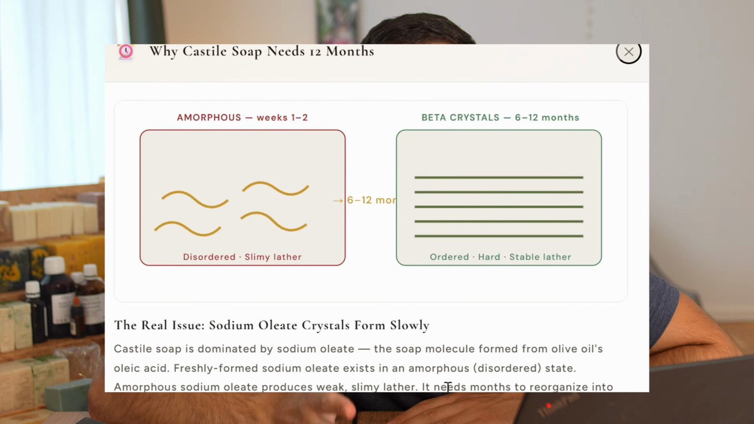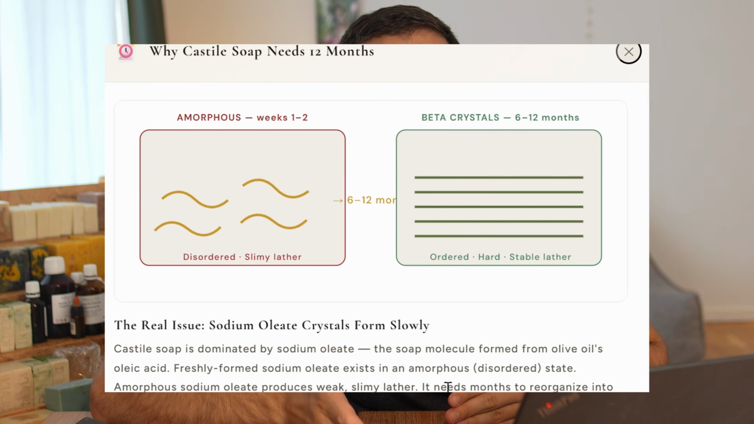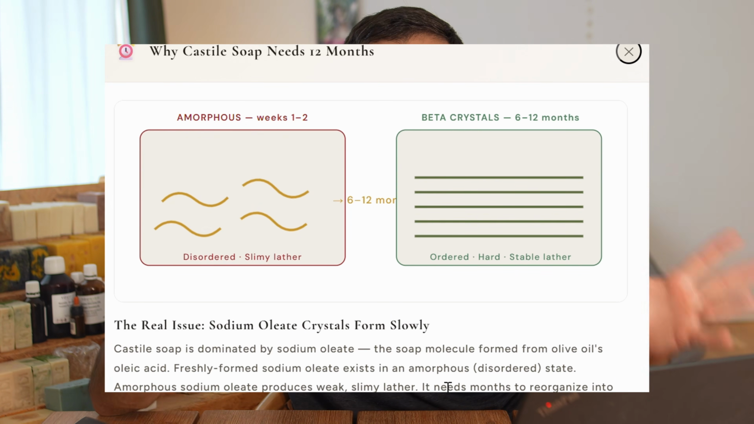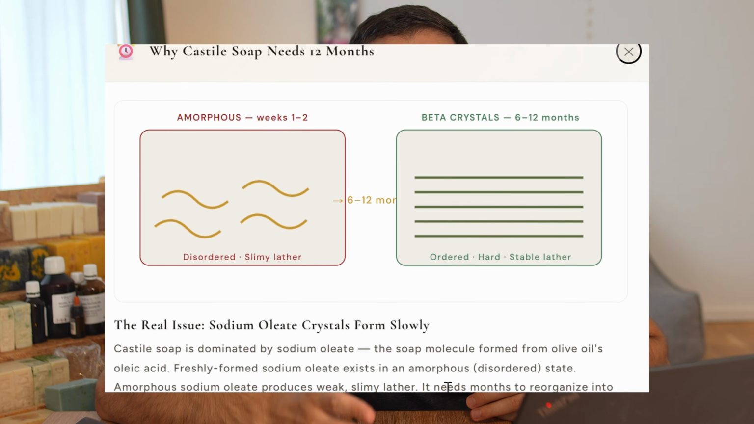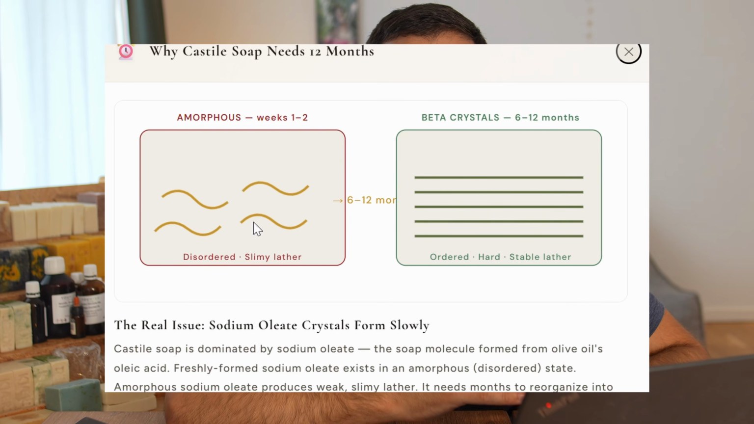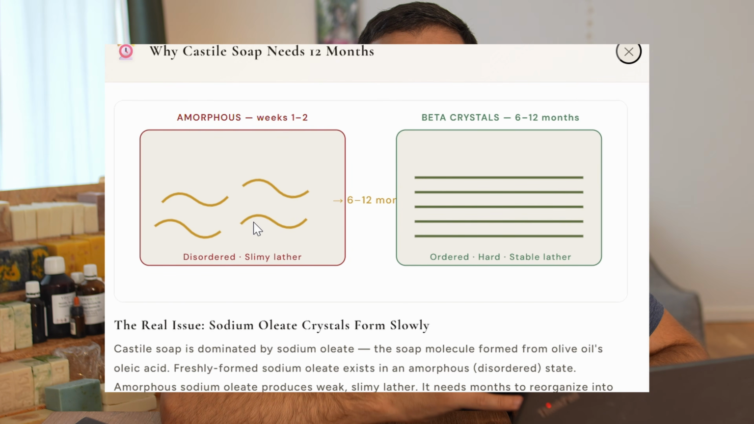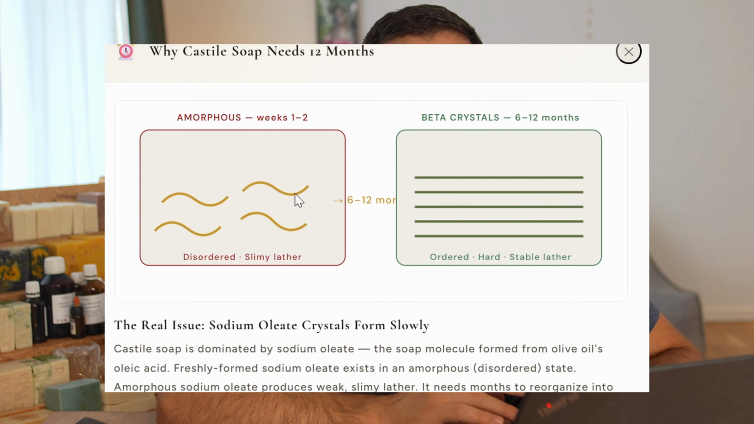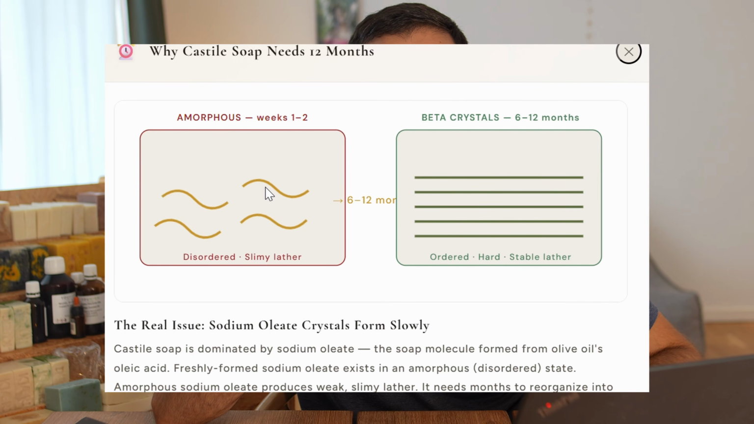Crystals are basically also the reason why soaps that are very high in olive oil, like the Castile soap, the Aleppo soap, the Marseille soap, they all need, when they're made with a cold process technique, minimum 6 months of curing. And that's why if you try to use a soap that is made with 100% olive oil, cold process, after just 3 or 4 weeks, you will get a super slimy lather that melts in your hands.